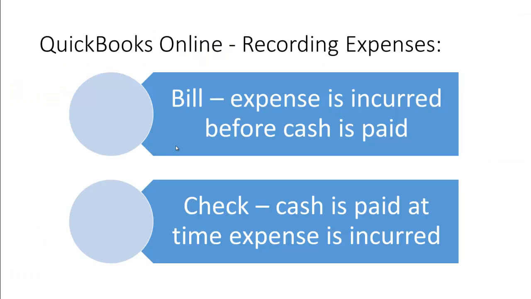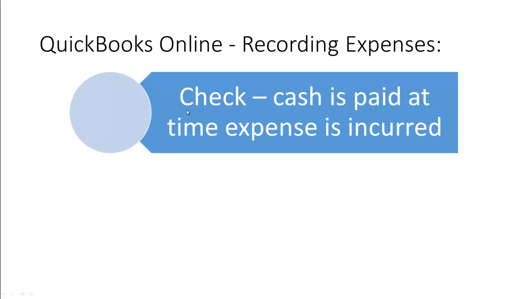All right, now remember there were two ways that we talked about to record expenses in QuickBooks. The first was the bill, we've looked at that. So now let's look at entering a check. Again, I remind you, checks are cash basis accounting. So you enter a check, you don't enter a bill and then a bill payment check, you just simply enter a check when the cash is paid at the time the expense is incurred.